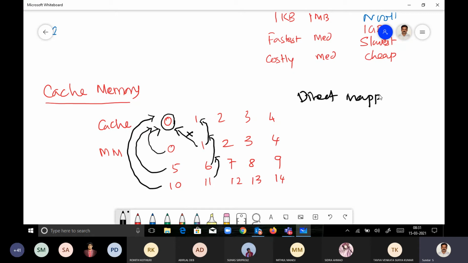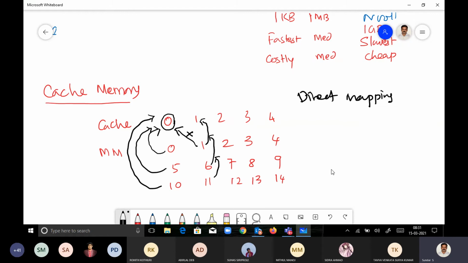The system software will do that. It will map any of these three locations into this location, any of these three locations into this location, like that. For example, 8 will not go to 2, 8 will not go to 0, 8 will not go to 4; 8 will only go to 3. So this is called direct mapping. We are maintaining some relations, and only these will occupy that cache location.